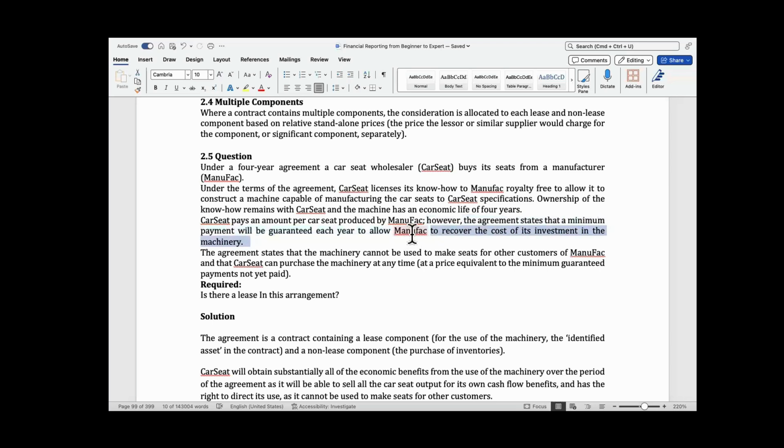So here now he's saying that if Manufac was selling those seats to Car Seat before at 5 naira, now it would be like 2 naira more. And it will say 2 naira, it will be like 7 naira.